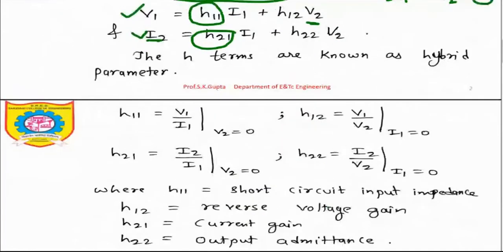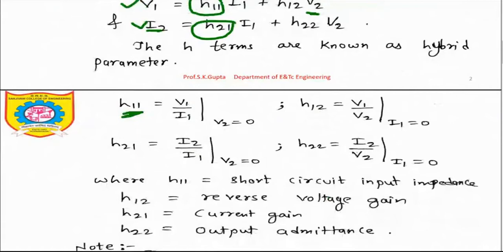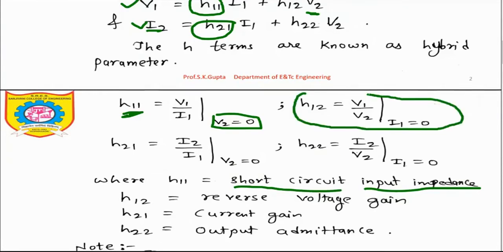Now, just focus on H11. H11 is V1 upon I1, input voltage upon input current. That's why it is an input impedance. Impedance is voltage upon current. And we are making the voltage 0, that's why it is a short circuit input impedance. Then your H12, focus on H12 now. Your H12 is voltage upon voltage, so that is a voltage gain. But generally voltage gain is output voltage upon input voltage, but here we have input voltage upon output voltage, that's why it is a reverse voltage gain.